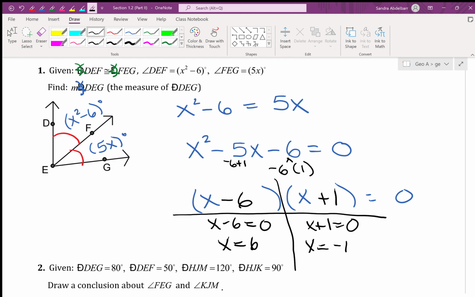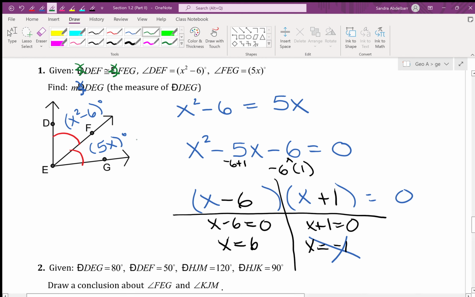What are you not allowed to have when you plug in, Julia? A negative measurement. Excellent. When you plug in, you're not allowed to have a negative measurement. If I take that negative 1 and I plug it in, 5 times negative 1, isn't that negative 5? Am I allowed to have that? No. So I'm rejecting the negative 1 for that reason. Sometimes you'll have two answers, and that's okay. I'm rejecting that one. So now let's plug in for 6.